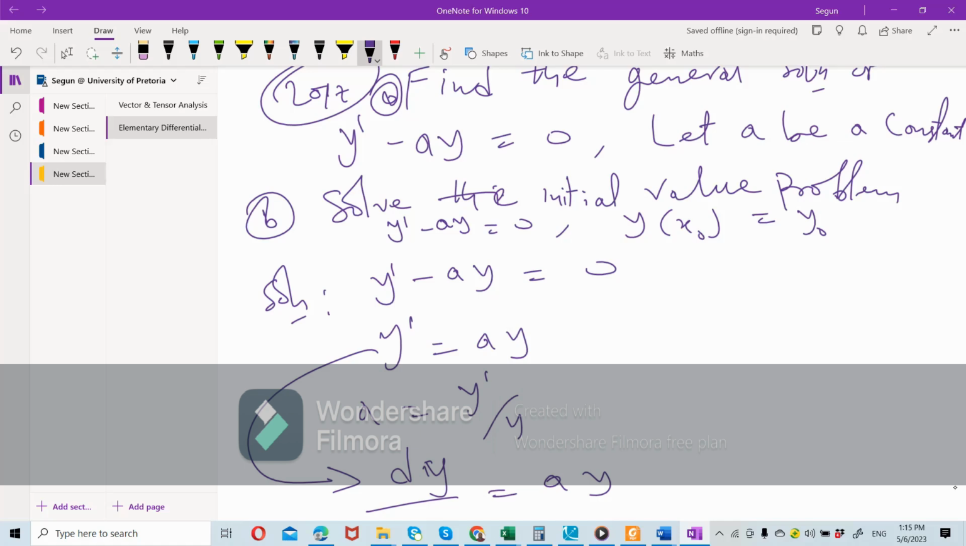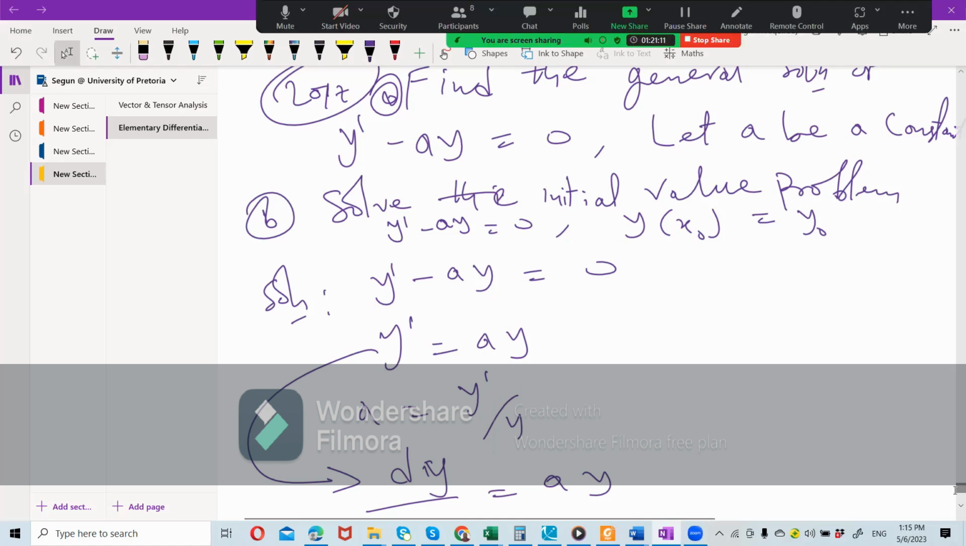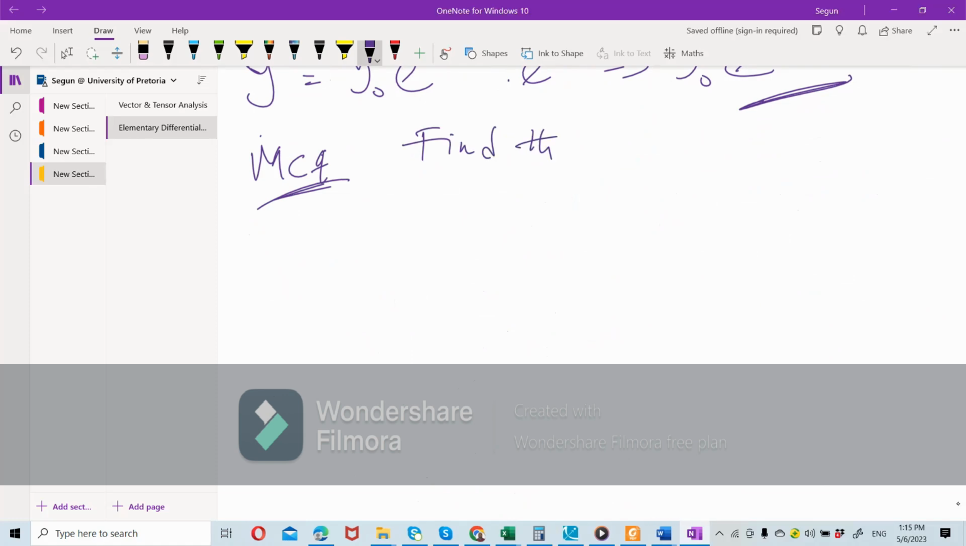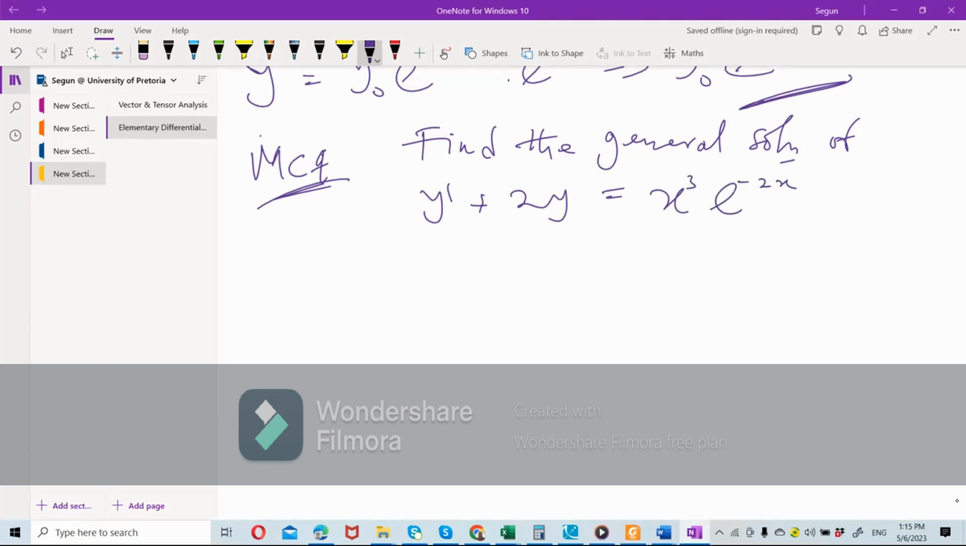So you will see a lot of questions of this nature in your exams. So let's look at this. There are simple questions, part of your MCQ too. So find the general solution of y prime plus 2y equals x cubed exponential minus 2x.